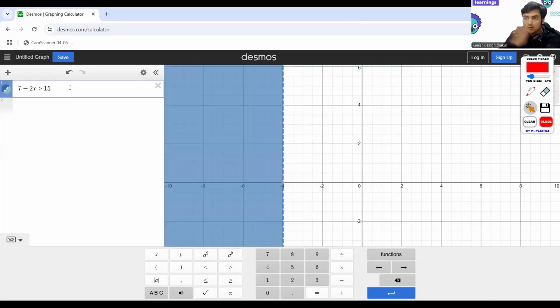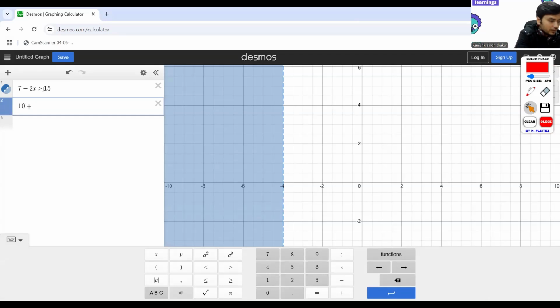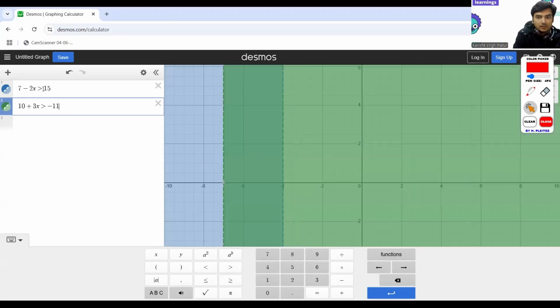This is my graph, right? It will always represent an area. Remember, an inequality will always represent an area. The second graph which I have here is 10 plus 3x greater than minus 11.